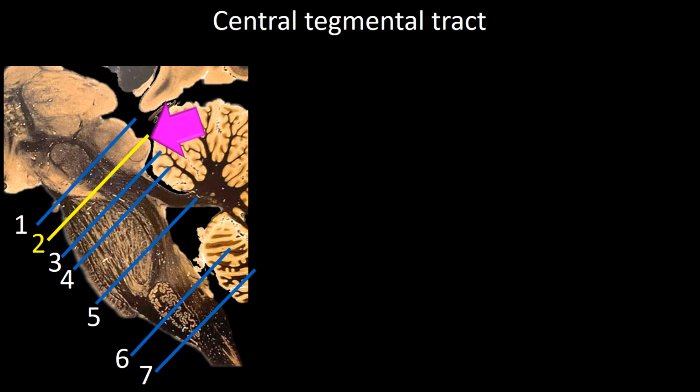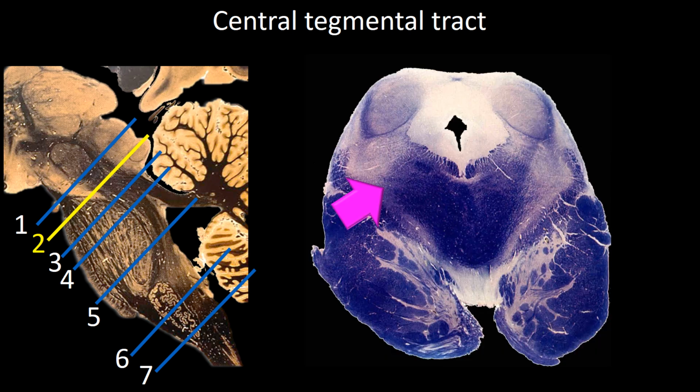Next cut goes through the inferior colliculi and runs parallel to the first cut. In it, the arrow indicates the site of the central tegmental tract. At this level, the central tegmental tract is indistinguishable from the surrounding structures.